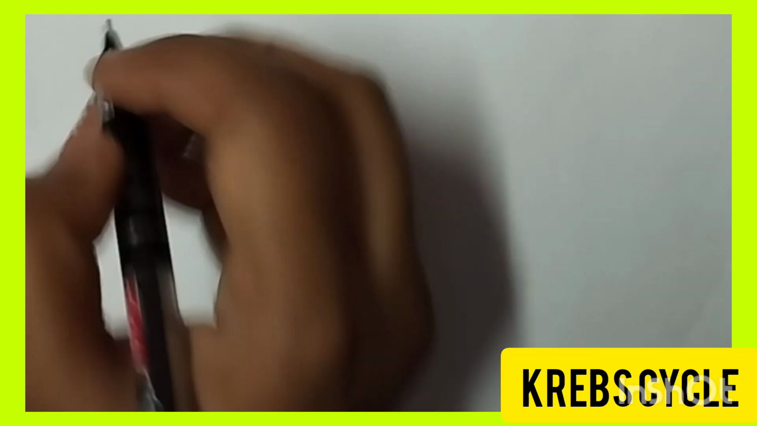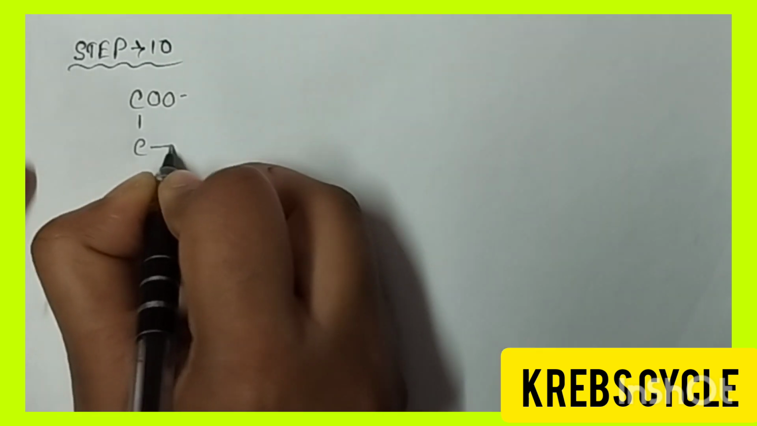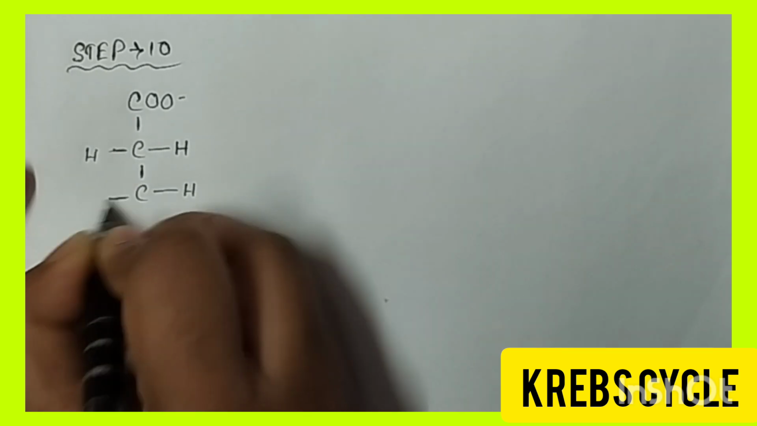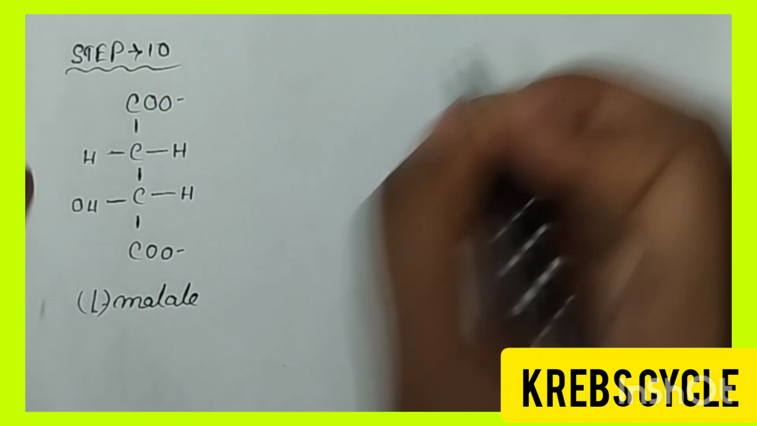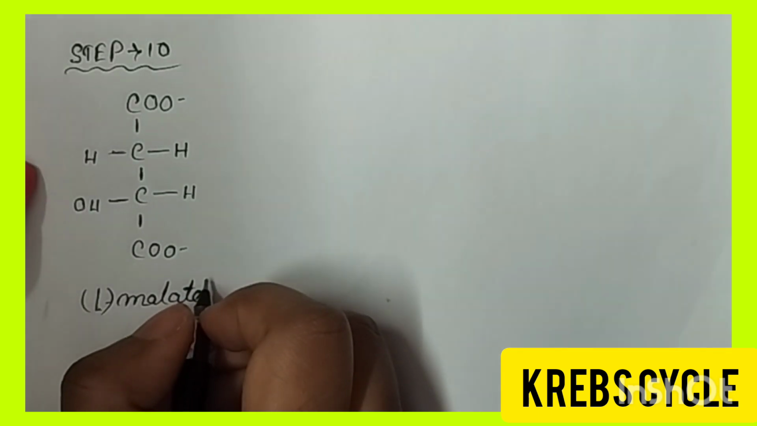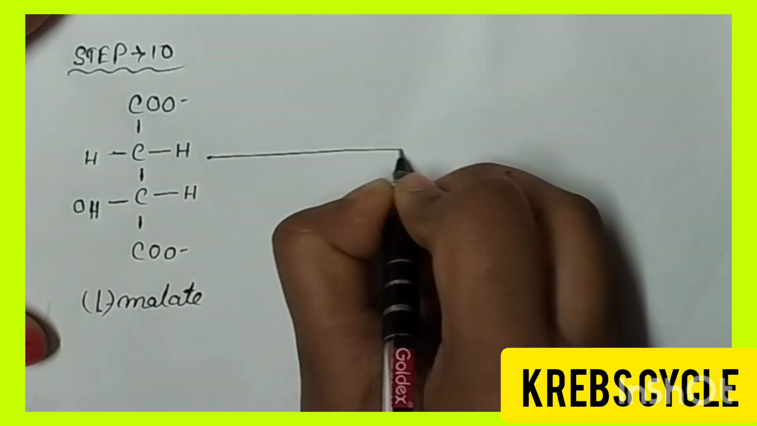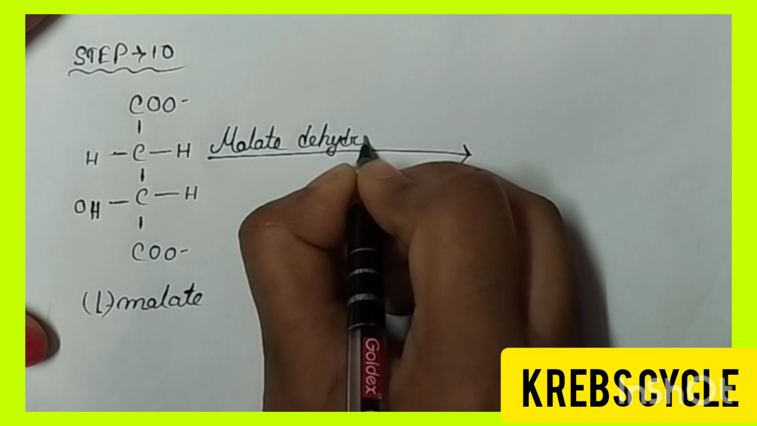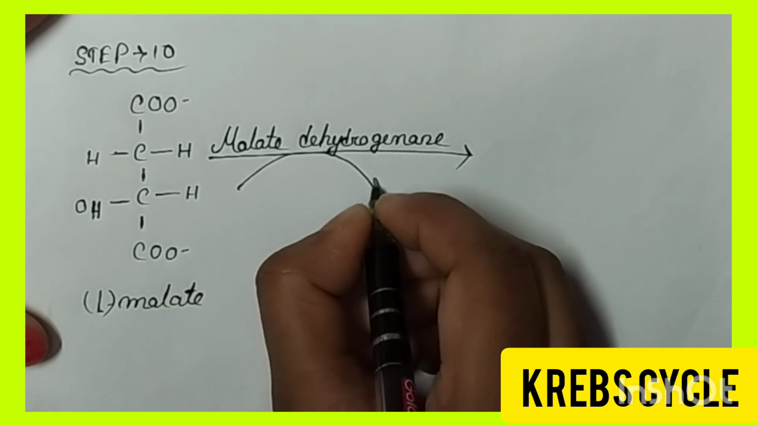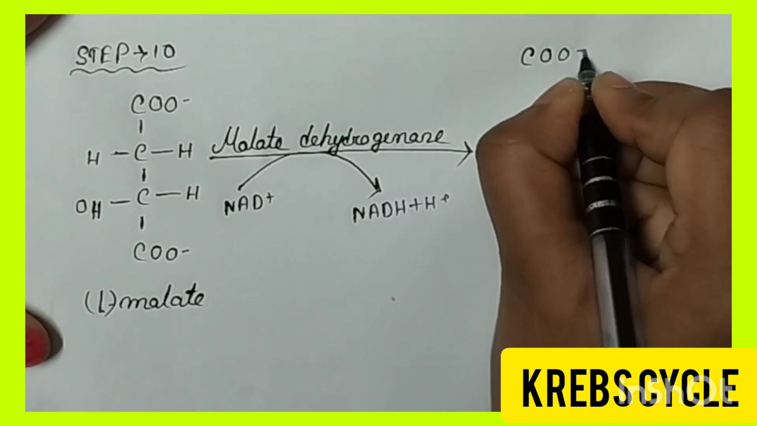And now the malate structure. Now malate is oxidized by the malate dehydrogenase enzyme. NAD plus enters and produces NADH plus H plus, forming oxaloacetate. The coenzyme used here is NAD plus, which removes hydrogen ions from malate with the formation of oxaloacetate. After completion of one cycle, this oxaloacetate can now pick up another acetyl CoA and start the TCA cycle again.